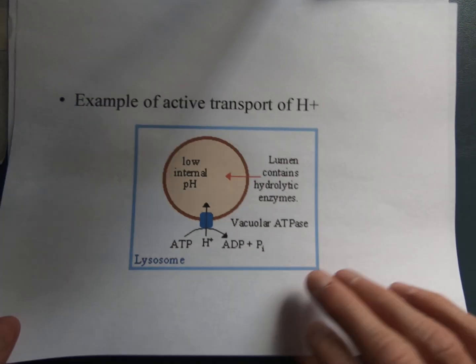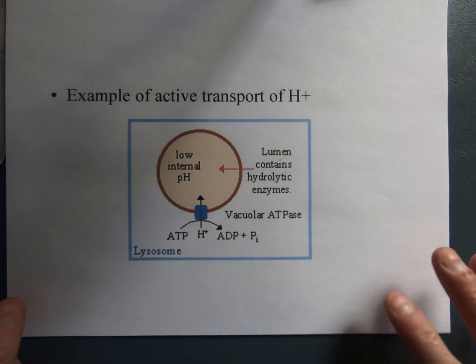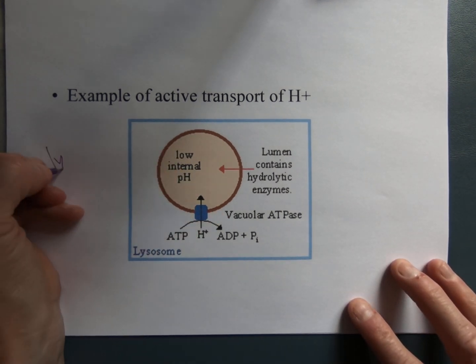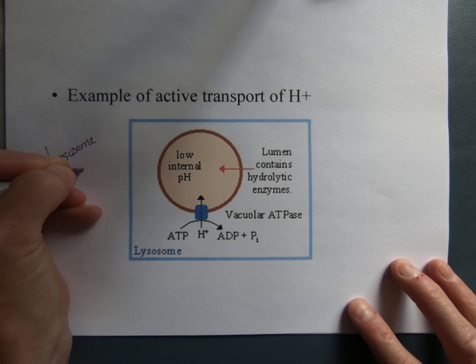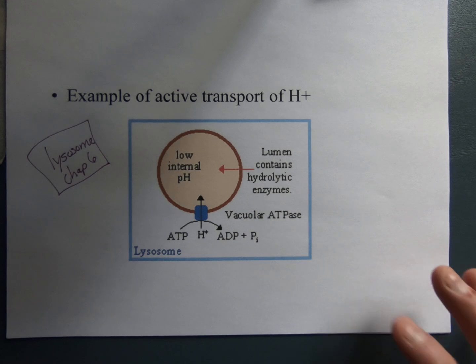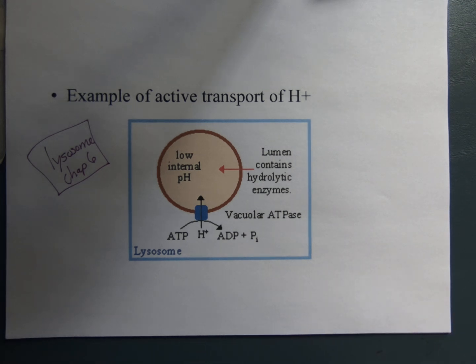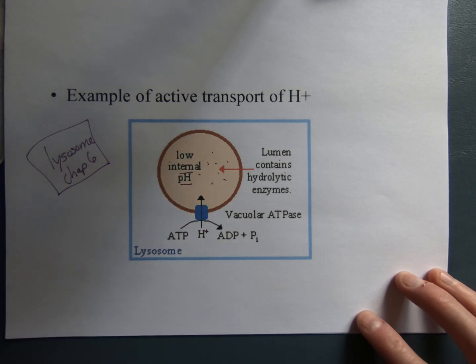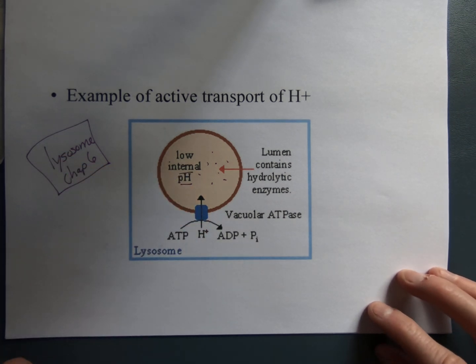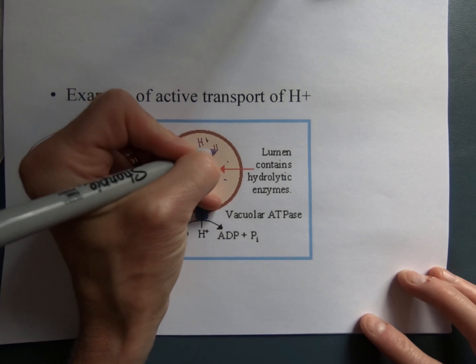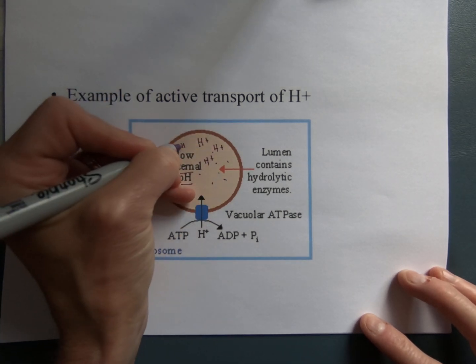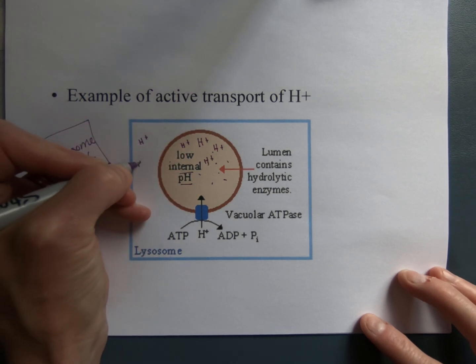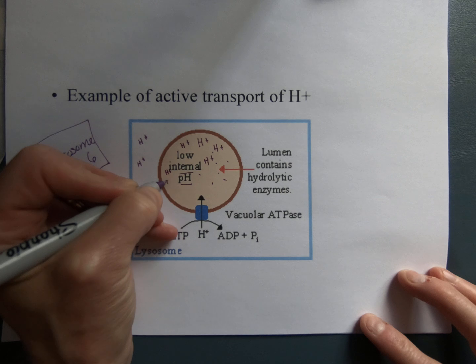Let's look at a couple of examples of active transport. A couple pictures. Here's a picture of a lysosome. Lysosome is from chapter 6, right? Remember, it's a little tiny sac in cells that is a digestive sac or a recycling sac where you've got a whole bunch of different hydrolytic enzymes at a very low pH, which means there is a high concentration of protons inside the lysosomes relative to outside in the cytosol. Okay? Lots of protons in here.